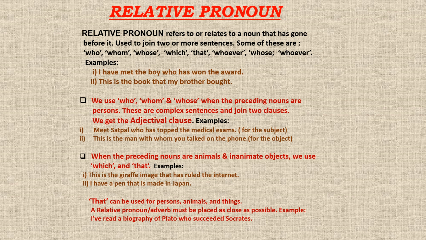This is the man with whom you talked on the phone. Again, a person is being referred to here. When the preceding nouns are animals and inanimate objects, then which and that are used. This is the giraffe image that has ruled the internet. I have a pen that's made in Japan. That can be used for persons, animals, and things.